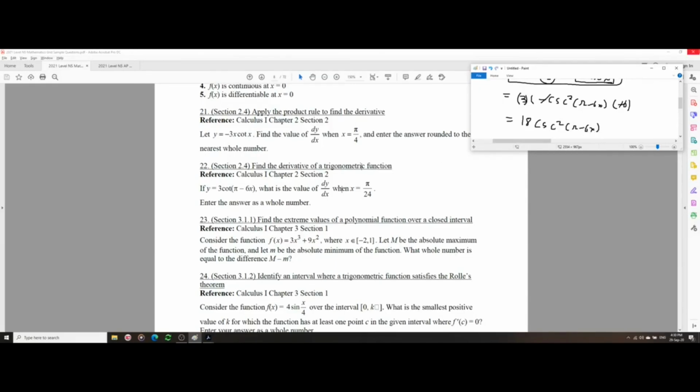So pi over 24, so let's do this. Put 24 here. So pi over 24. This and this cancel. You'll have to deal with 4. So pi minus pi over 4, so 3 pi over 4. Wait, let me just do this quickly. Yeah, 3 pi over 4, right?